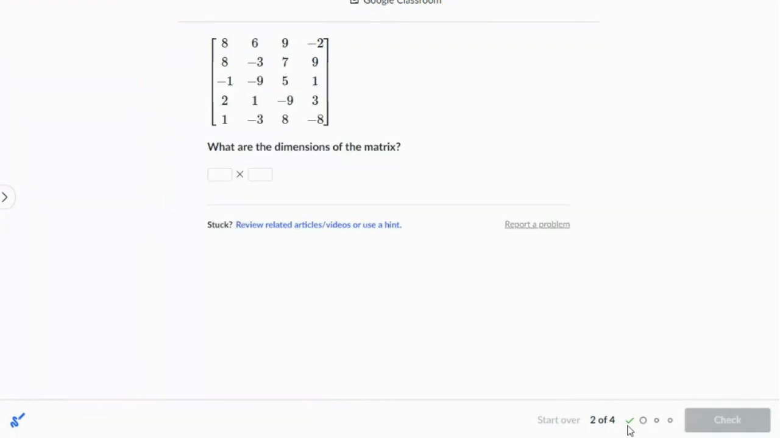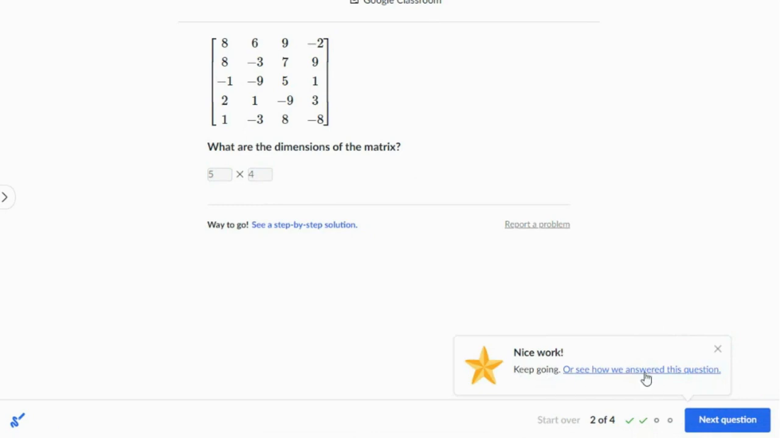All right, next question. Notice I put a little check mark there at the first question. So we're on question 2. What are the dimensions of this matrix? There's a lot of numbers there. I'm seeing a bunch of people with 5 rows, 4 columns. 5 by 4. Check. Nice work. Keep going.